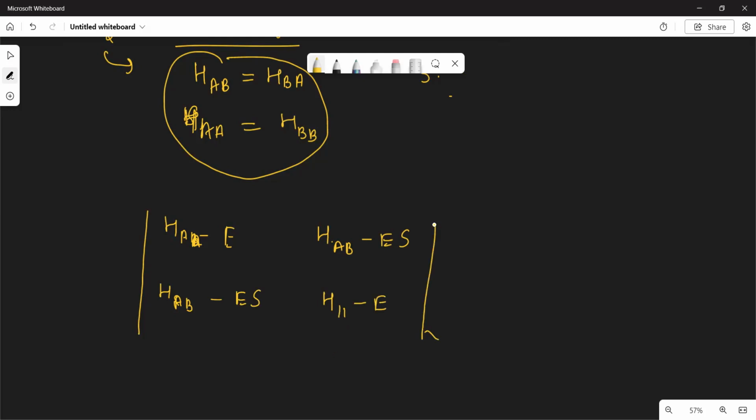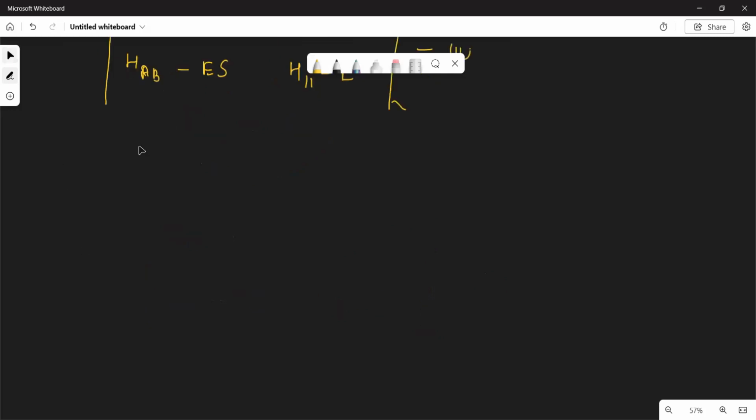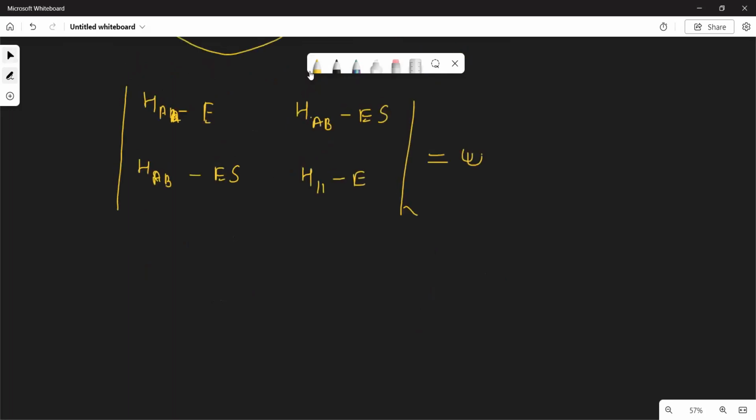So now we will solve it. How to solve? Just cross multiply the elements and you will get the result. Here you can see the first term and the last term, the first and fourth, are the same. So in this way we cross multiply these terms. Here we will write (H_11 minus E) whole squared minus (H_AB minus ES) whole squared equal to 0.